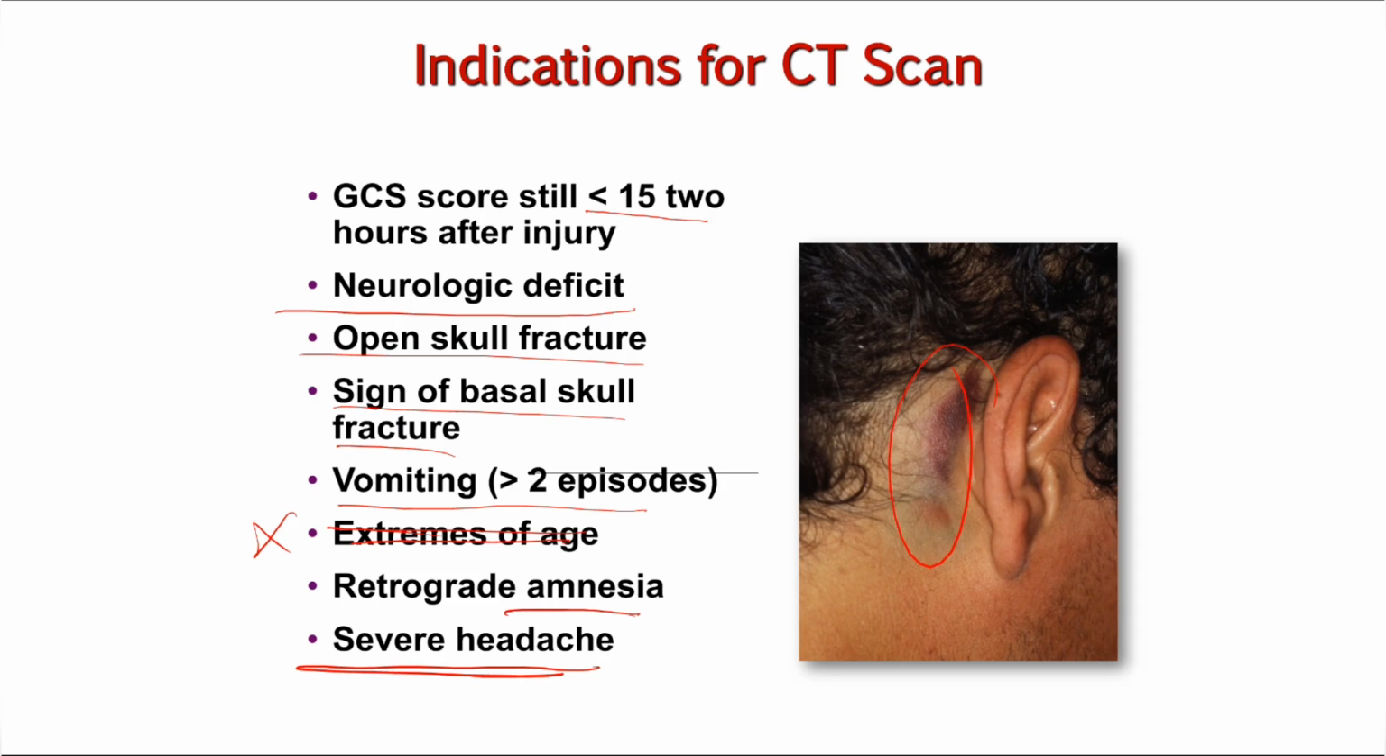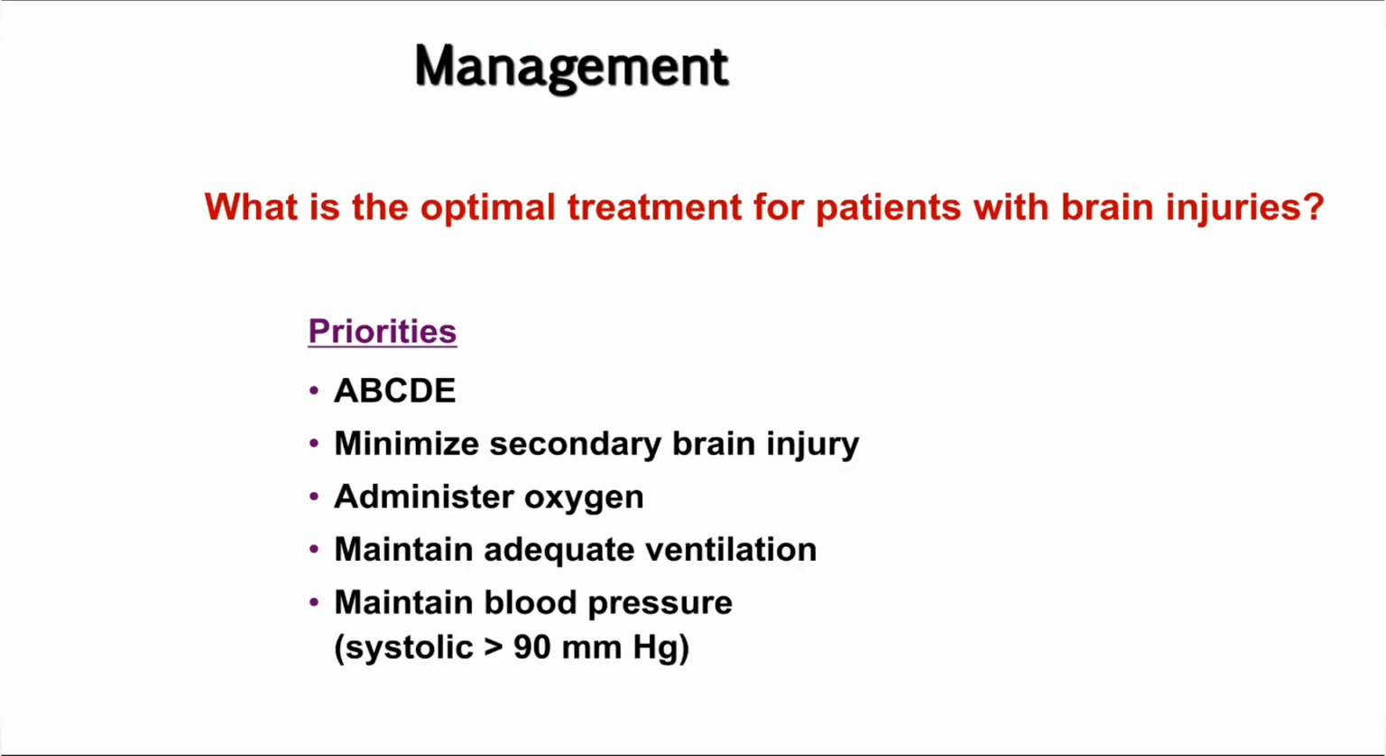There are some other indications, some details, especially by the NHS. For example, in children, they say if the patient is vomiting more than 3 times plus abnormal drowsiness, then you do a CT scan. A fall of more than 3 meters may be an indication to do CT scan in children, while in adults more than 1 meter is enough to do that.